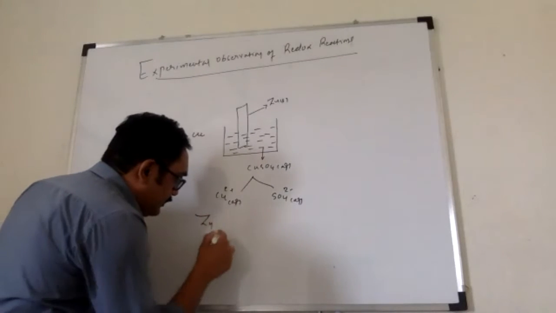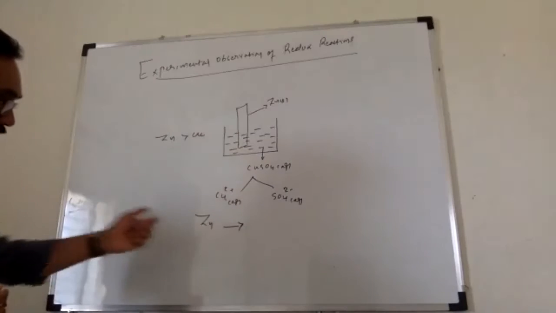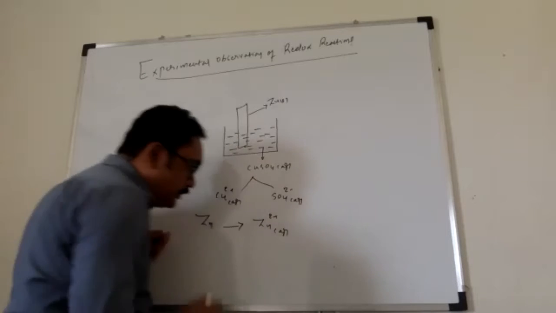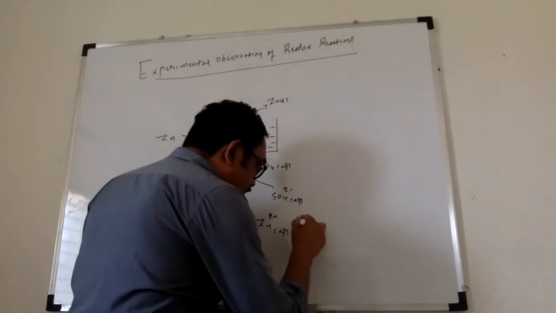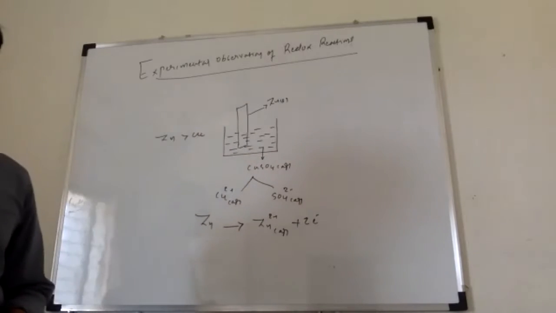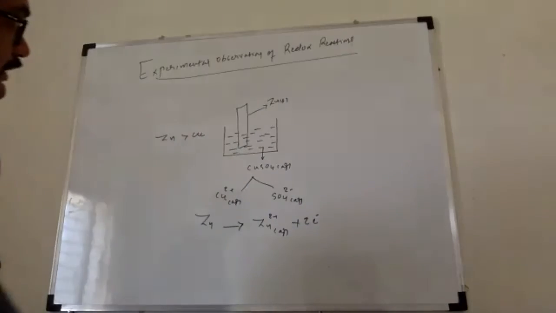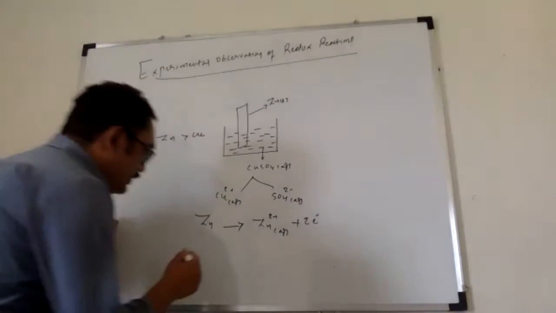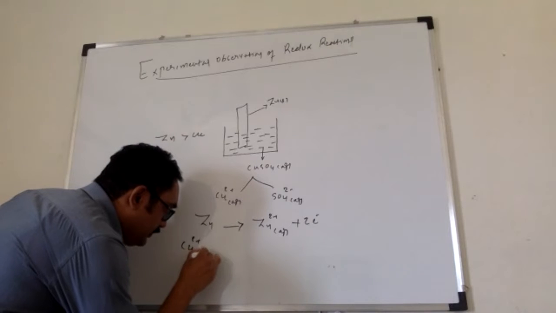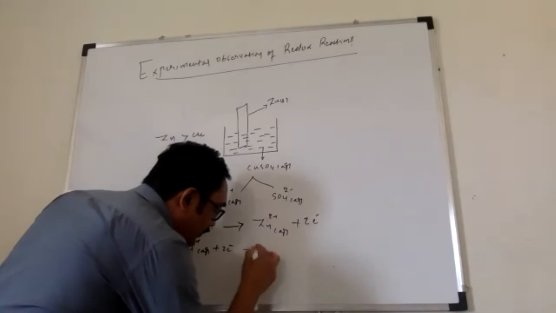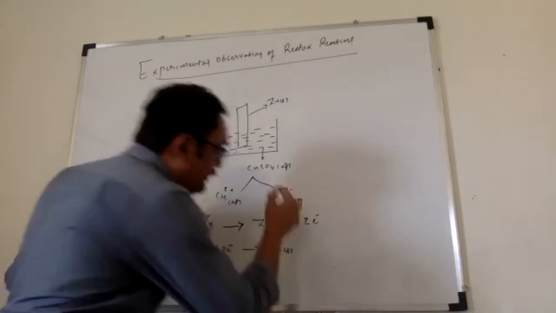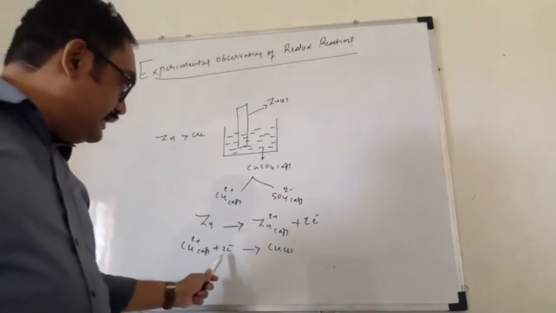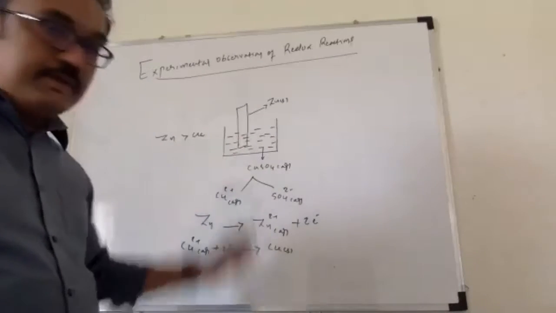The Zn atoms of the Zn strip will go into the solution as Zn2+ aqueous, and they lose electrons. There will be loss of electrons, and the Zn atoms from the Zn strip will go into solution in the form of Zn ions. The copper ions present in the solution will gain electrons and deposit as copper solid on the strip. Copper ions gain electrons and deposit as copper solid on the strip.